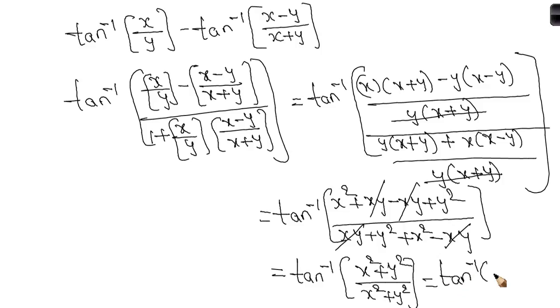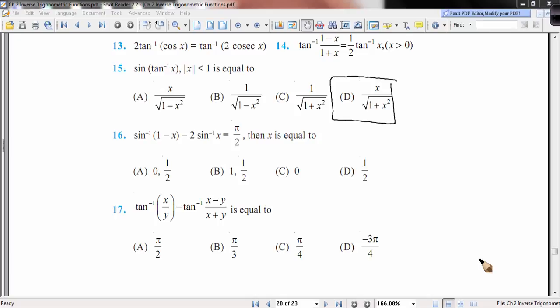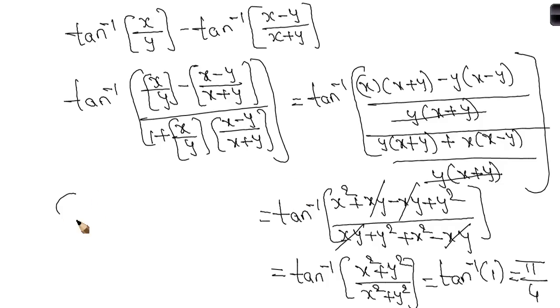Let us verify the answer. Pi upon 4. Yes. Again option C. Here also option C. So hence option C is correct.